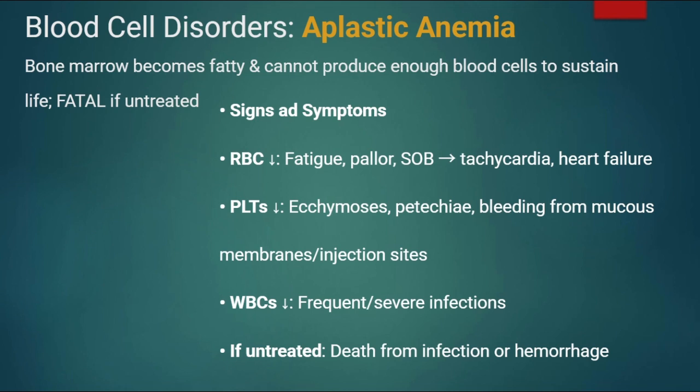This leaves the patient vulnerable to infections, which can progress quickly to sepsis. Ultimately, if aplastic anemia is untreated, the combination of infection and bleeding can lead to death. That is why this condition is considered a medical emergency, and treatment often involves transfusions, immunosuppressive therapy, or even bone marrow transplant.